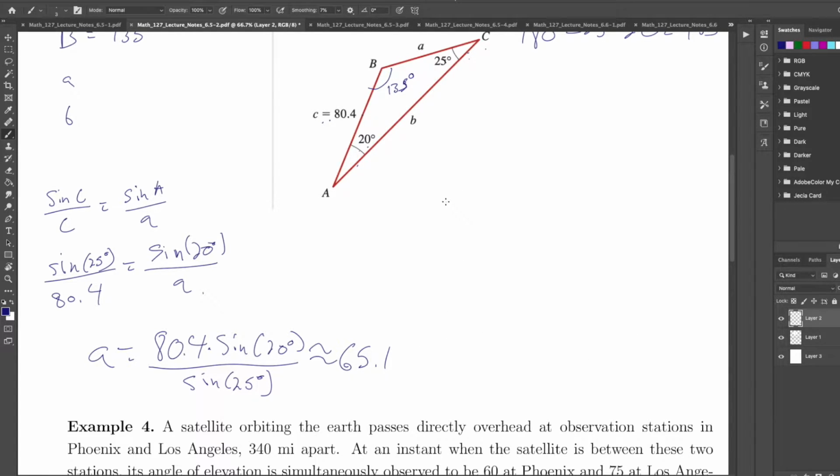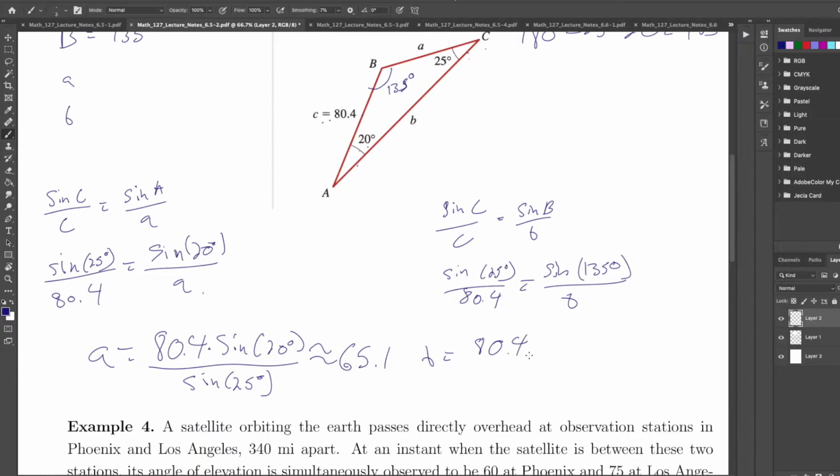Alright, we can do the exact same thing for b. So the sine of C over c equals the sine of B over b. We solve for b, and notice the only thing that's changing here is what I put in for the sine, and it solves the same way. Actually, let me not skip that step. So here I'll have the sine of 25 degrees over 80.4, as we had before. Here it will be the sine of 135 degrees over b. That means b equals 80.4 times the sine of 135 degrees all over the sine of 25 degrees. And in this case, when you plug it in, make sure your calculator is set for degrees, not radians. You'll get completely wrong answers.